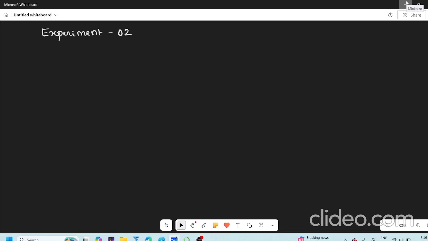Back to the discussion on experiment 2. In this video, we are going to discuss how to write the Python code to find the angle of intersection of two curves. Suppose you have the curves r1 equal to f of theta 1 and r2 equal to f of theta 2, then we are going to find the angle of intersection of these two curves.